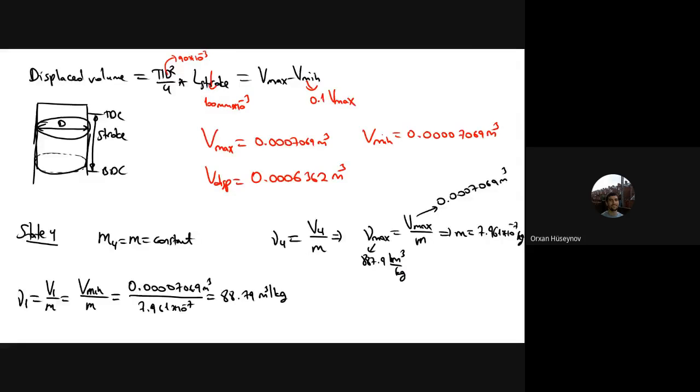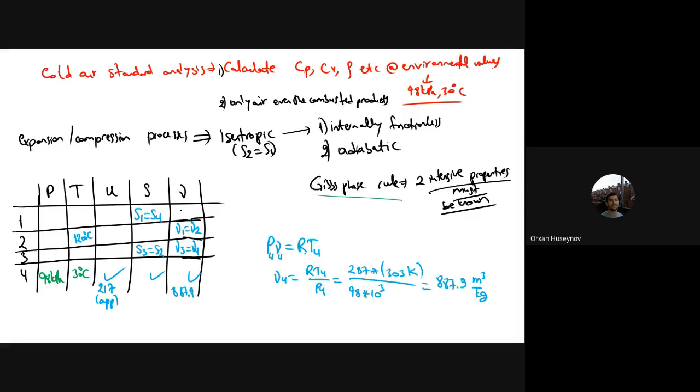Okay, so I have found the nu at stage 1, which is 88.79. And nu 1 is the same as nu 2, and nu 3 is the same as nu 4. Therefore I have the values for stage 1, and it means that state 4 is okay. I can find any property for state 4.